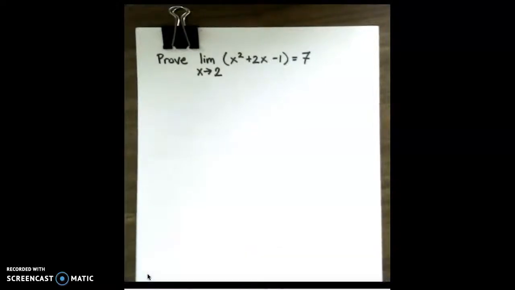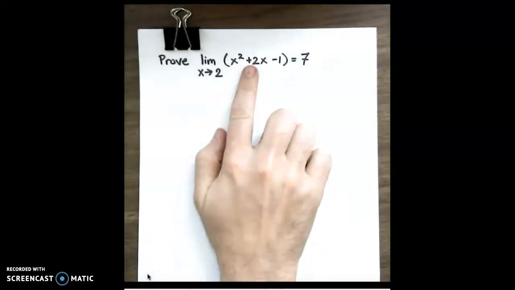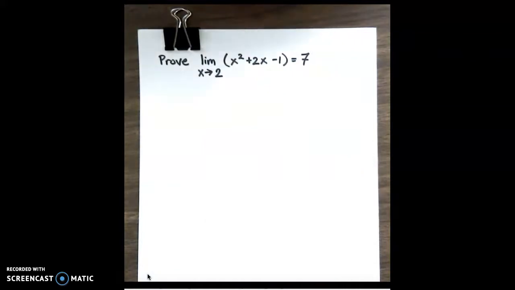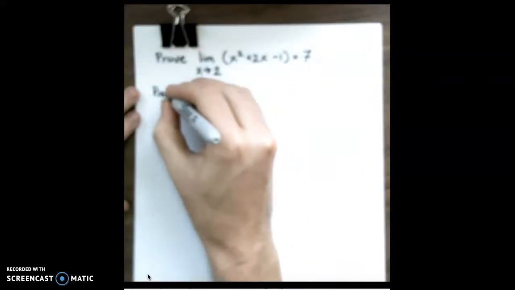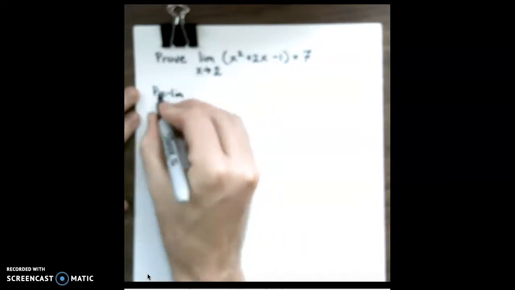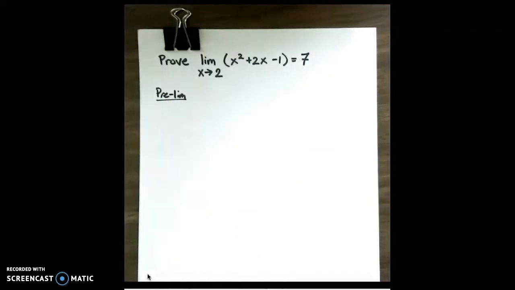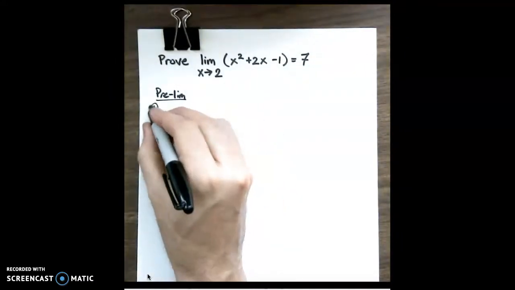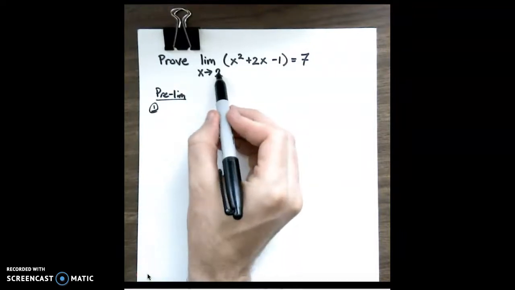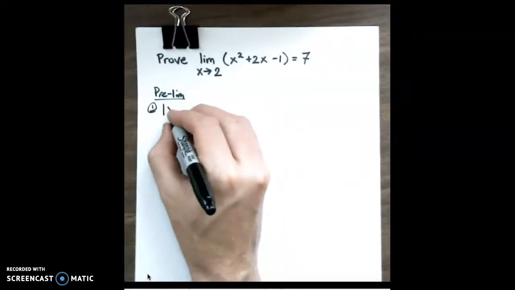All right, we're going to prove that this limit as x approaches 2 is 7. Let's start with the preliminary analysis. And this is just going to help us with the proof later on, but this is not required work for your solution. So you're going to start with taking x minus whatever it's approaching and put that in absolute values.